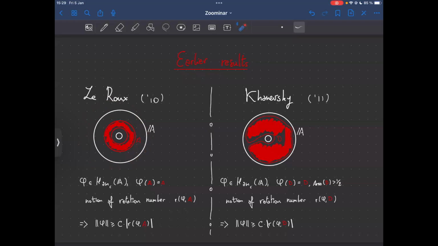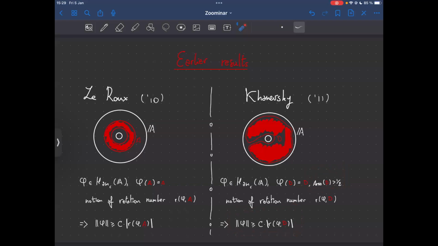So the Hofer energy of such a diffeomorphism would be bounded from below by a constant times the absolute value of the rotation number. And Kanevsky did something similar, but instead of having an annulus inside the annulus, he considered a disk inside the annulus which was non-displaceable. Also, in that case, we have a rotation number and the same kind of estimate on the Hofer energy.